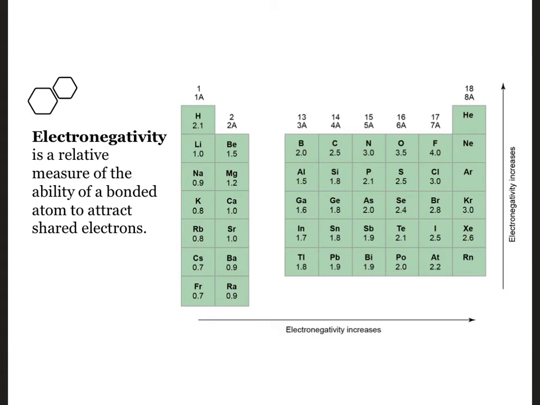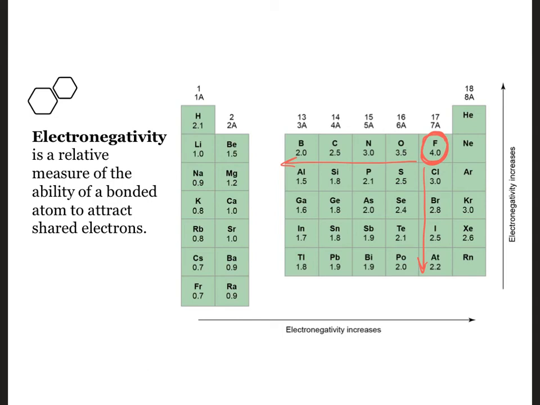When drawing Lewis structures, considering the electronegativity, or the relative measure of the ability of a bonded atom to attract shared electrons, can help us identify the central atom. The most electronegative element, fluorine, is assigned an electronegativity value of 4.0 and all electronegativity values decrease from there as you move to the left and down the periodic table.